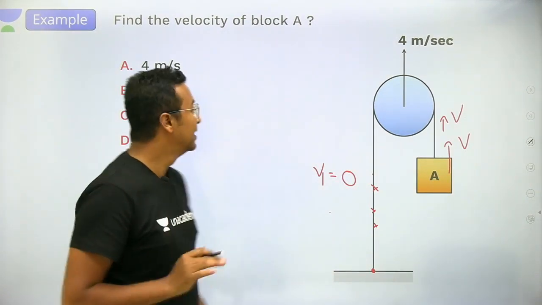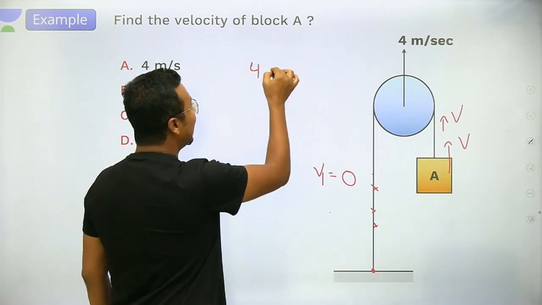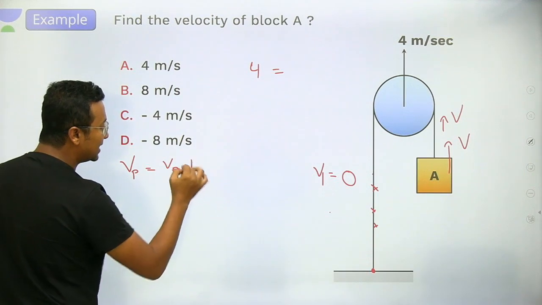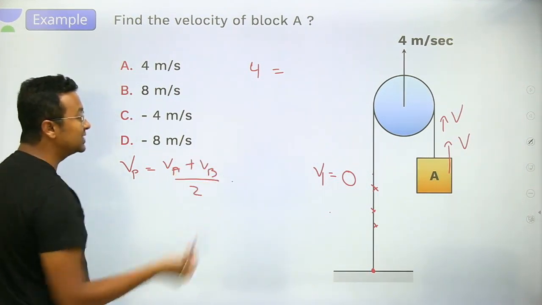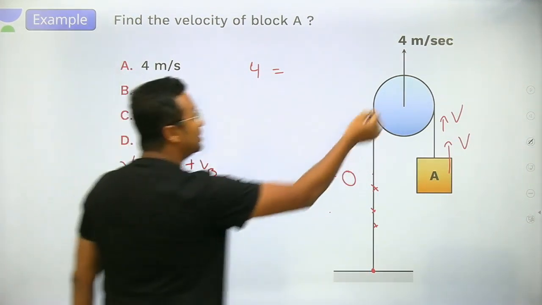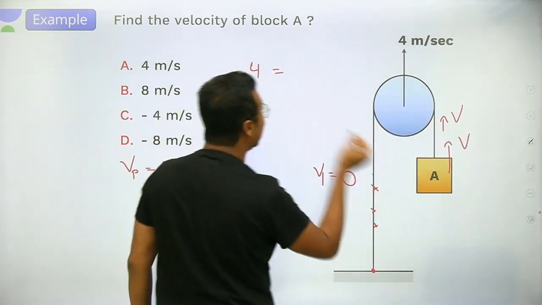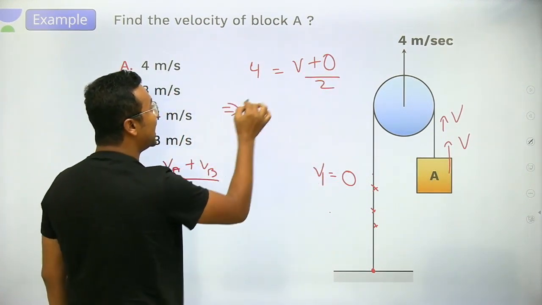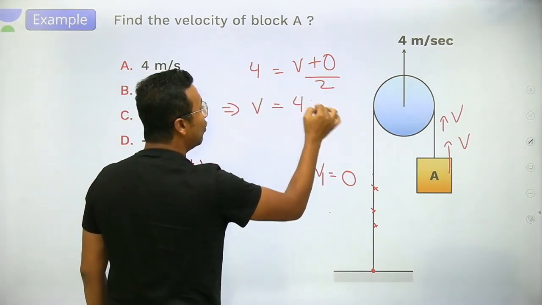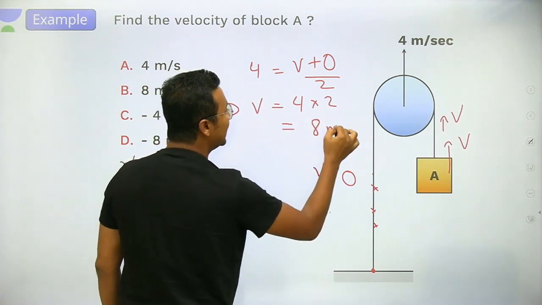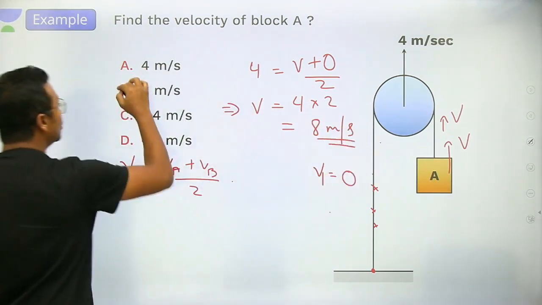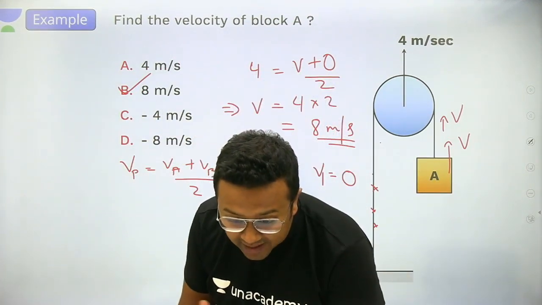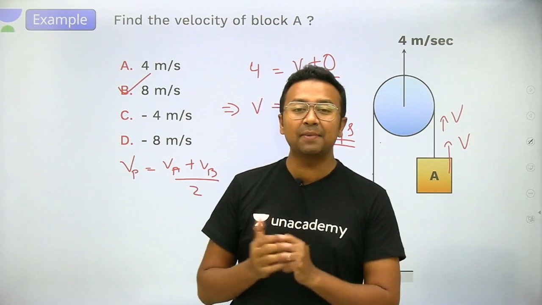Fine enough. Now see this. 4 is the velocity of the pulley. We are using this formula, Vp equals Va plus Vb divided by 2. Listen to this very carefully now. Vp is equal to how much? 4 is equal to V plus 0 divided by 2, which implies velocity V will be equal to 4 into 2, that is 8 meters per second. So option B is the correct answer. I hope everybody has got the concept right now.